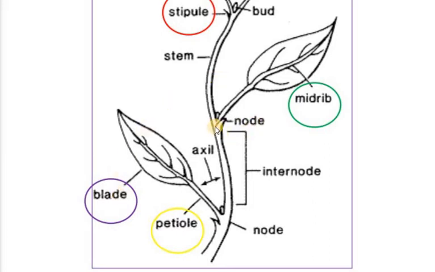The point at which a leaf arises is called a node. The space between adjacent nodes is called internode, and a growing primordia located in the axil, the angle between a leaf and a stem, is called axil. The bud, the growing primordia located on this axil, is called axillary bud. So these are the parts of a stem.